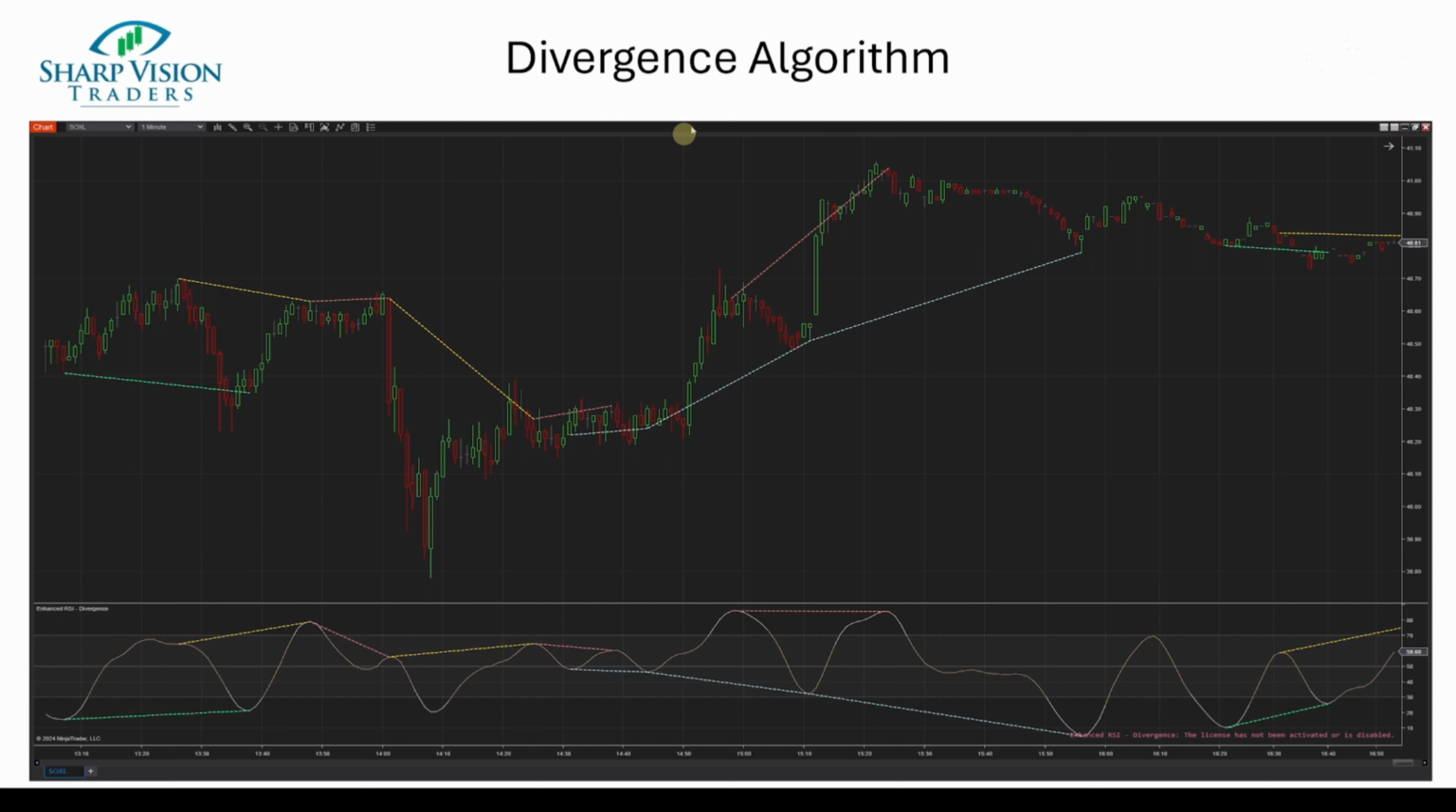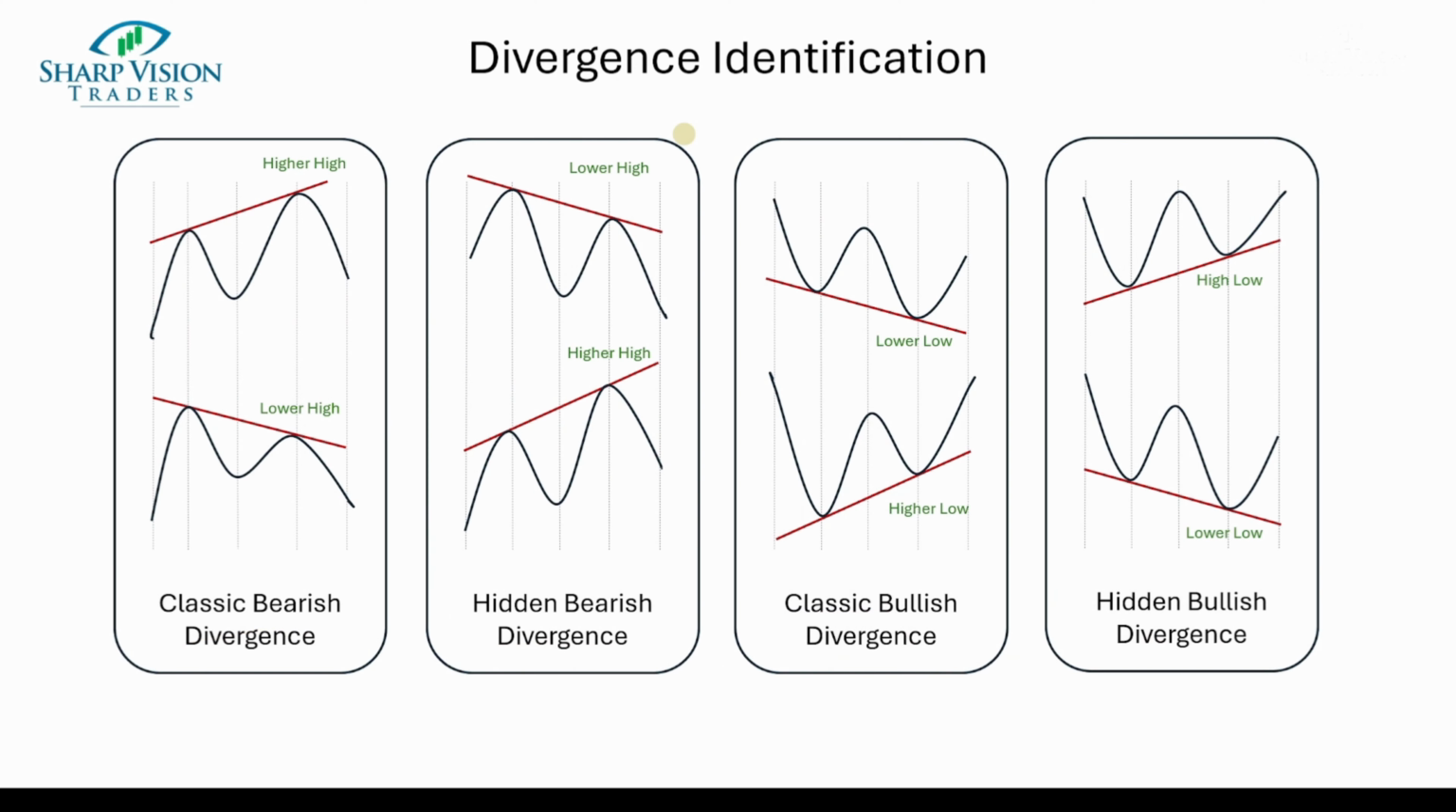Divergence is a powerful concept in technical analysis that can help traders identify potential trend reversals or continuations before they occur. But before we delve into the details, let's start with a brief overview of what divergence is. In trading, divergence occurs when the price of an asset and an oscillator, such as the Relative Strength Index, RSI, or Moving Average Convergence Divergence, MACD, move in opposite directions. This discrepancy between price and oscillator signals a potential change in momentum and can provide valuable insights for traders.